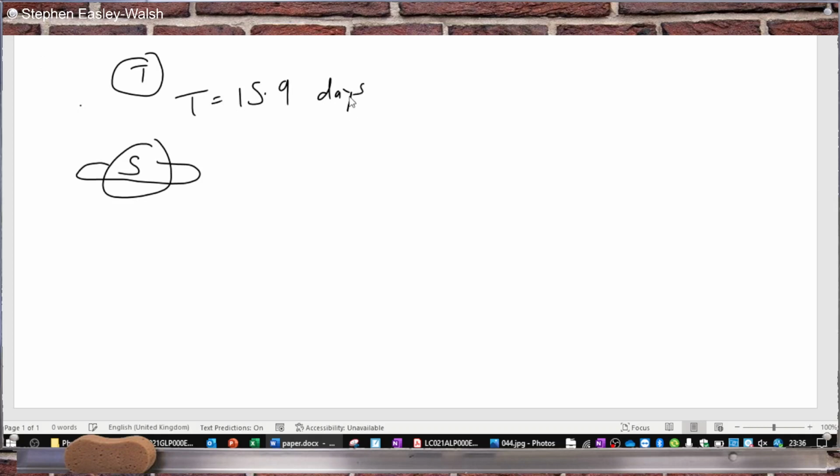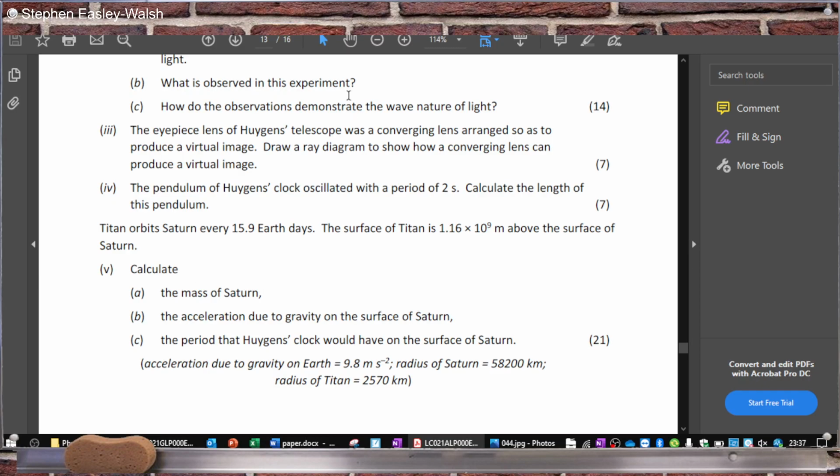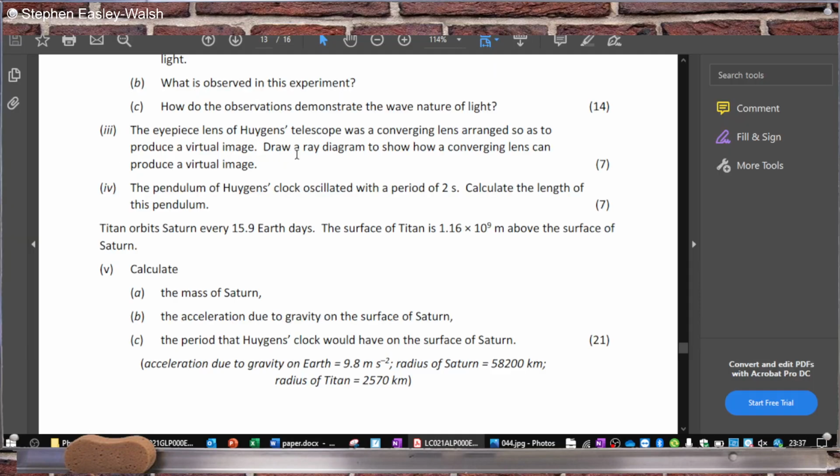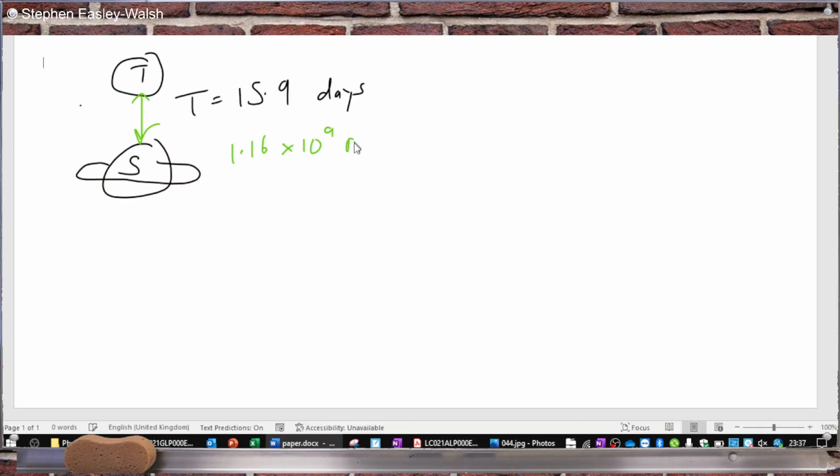That's definitely a 3 significant figure number. The surface of Titan is that many meters above the surface of Saturn. So I assume they mean from here to here. Just 1.16 times 10 to the 9 meters.